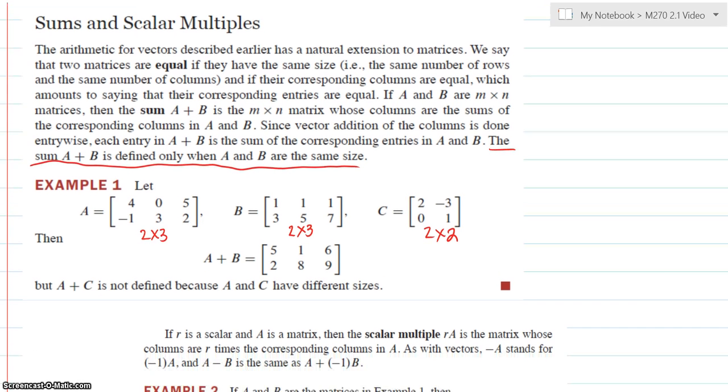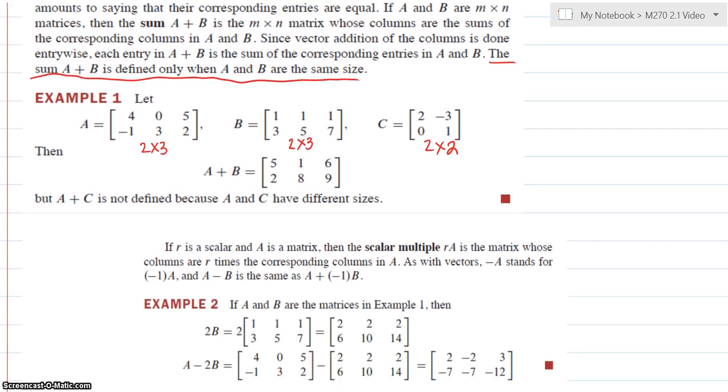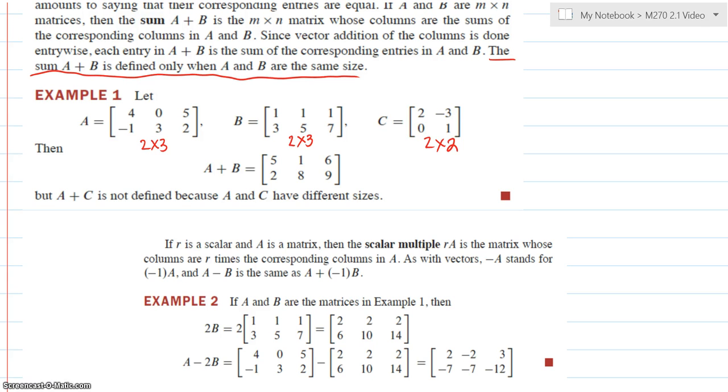What about scalar multiplication? Scalar multiplication is taking a scalar, multiplying it by a matrix. Well, I know we've done this for a vector, but now we're doing it for a whole matrix. And by the way, they say that negative A stands for -1 times A. So that would be the same thing. And A minus B, so they were not going to define subtraction because A minus B, as we know, is the same as A plus -1 times B, which is addition.